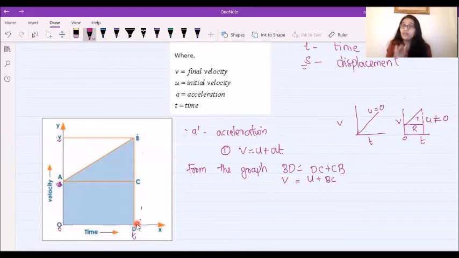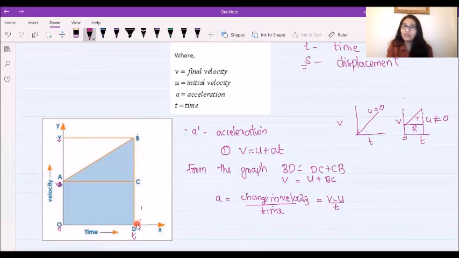Now, we have to include acceleration in this. So, think about the definition of acceleration. What is acceleration? Acceleration is change in velocity divided by time. Here, what will be the change in velocity? Initially the velocity was u, finally it becomes v. So the change in velocity is v minus u, divided by t. So a equals v minus u divided by t.